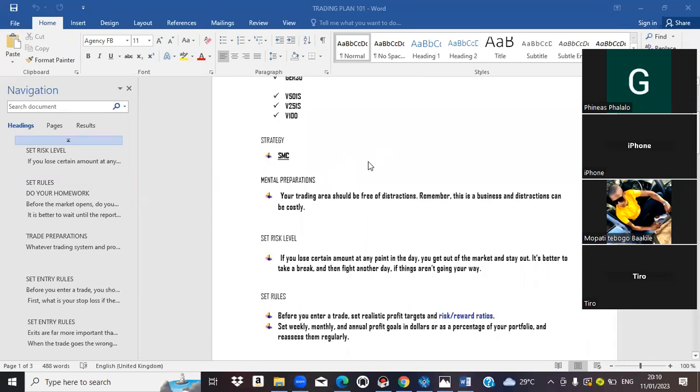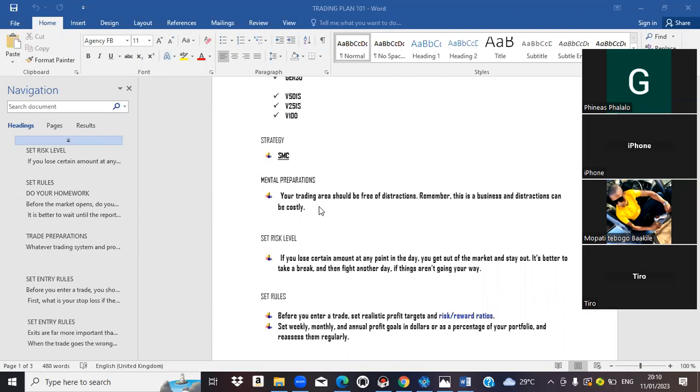You have to include all these things, set risk levels. Before you attempt a trade, you have to calculate everything. Calculate the risk, how you set up, how you enter. For example, I have a $50 account. This is how I'm going to enter, this is where I'm going to place my stop loss, and this is where I'm going to place my take profit.